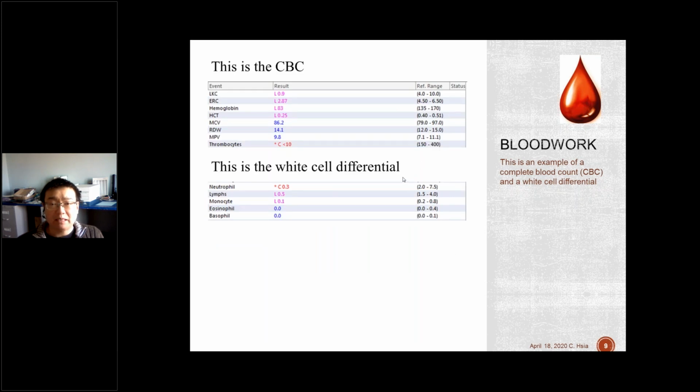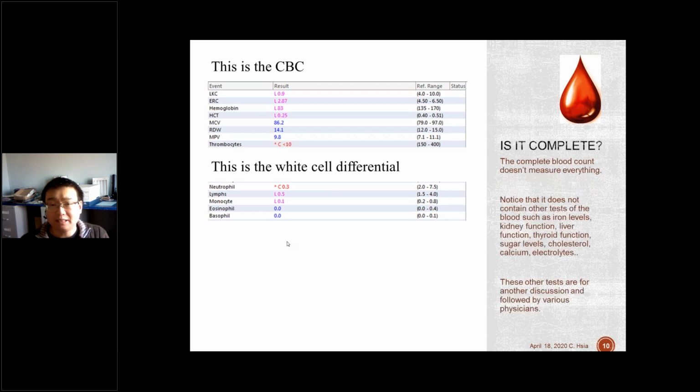Now, just to be clear, the complete blood count, we usually refer to as the top part of this collection of blood cell counts. And the white blood cell differential, or the DIF, contains the cells that make up the white blood cells. So there are two parts to it. If you just ask for the CBC, you'll get this top part, but if you ask for a CBC and a white cell differential, or CBC and DIF, you'll get both the top and the bottom parts of this set of blood work.